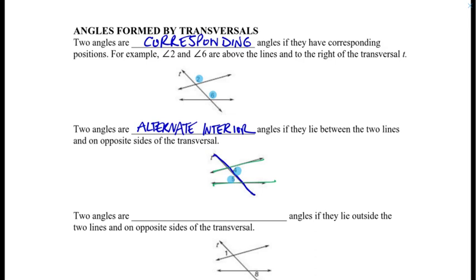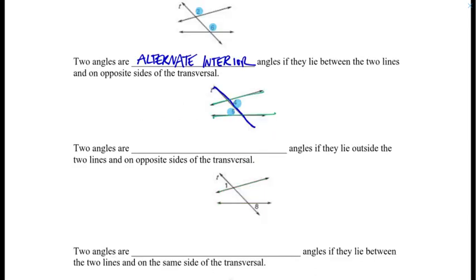It's also important to note that these cannot be on the same side of the lines. So we can't have both of our angles kind of on this bottom line. One angle needs to be at the intersection of the transversal and the bottom line. The other angle needs to be at the intersection of the transversal and the upper line. So whenever we're looking at these relationships, we're always going to see that we're looking at both intersections and not the same intersection.